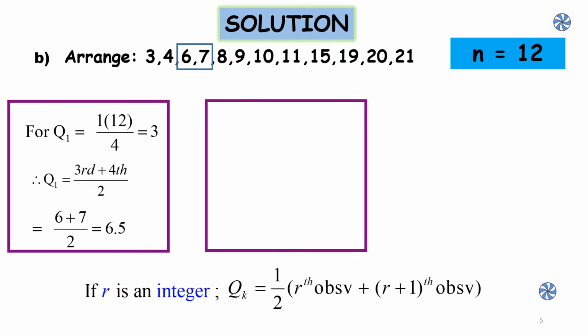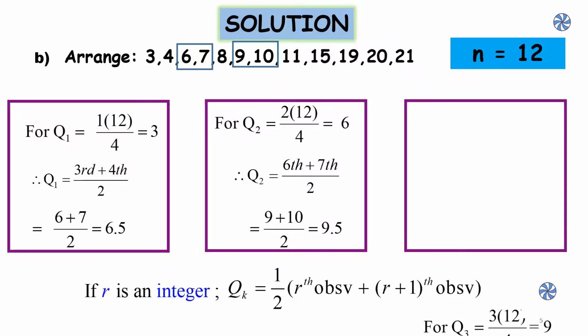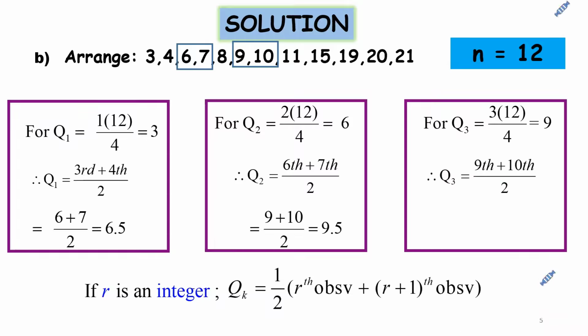To find the second quartile, 2/4 of the data is 6. Again, we are getting r as an integer. Since r is an integer, we will take the mean value of the 6th and 7th observation. So the second quartile of this data is 9.5. To find the third quartile, 3/4 of the data is 9. The mean value of the 9th and 10th observation is 17. So the third quartile of this data is 17.